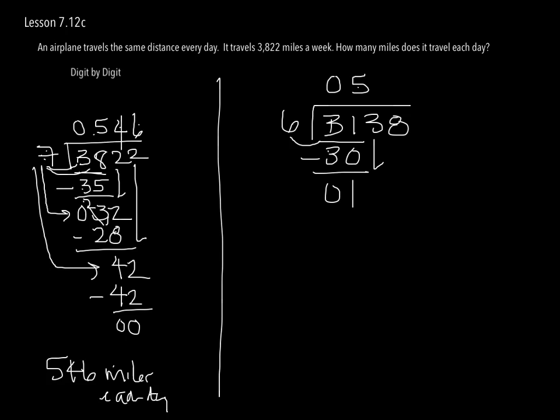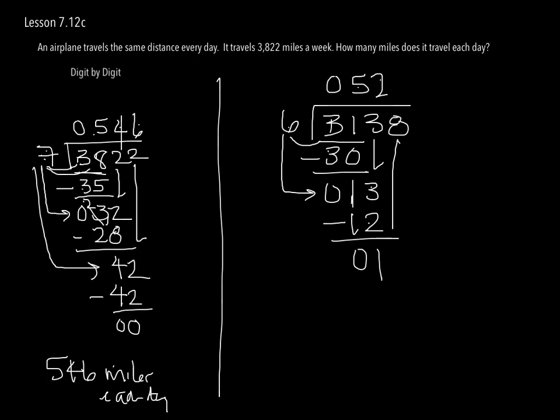And I'm going to bring down the next number, which is 3 to make 13. We repeat the process. How many times does 6 go into 13? Well, 6, 12. 18 is going to be too big, so it's going to be 2. Put that answer on top. Multiply 2 times 6, which is 12. Put the answer on the bottom. Now I'm going to subtract. 3 less 2 is 1. 1 less 1 is 0.